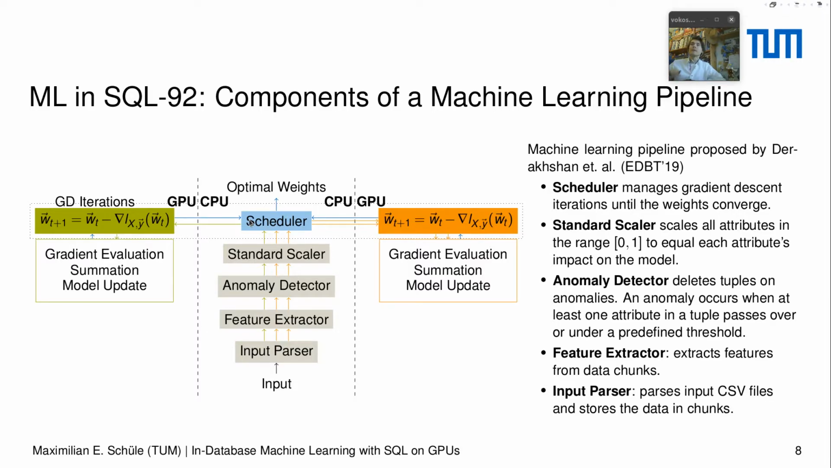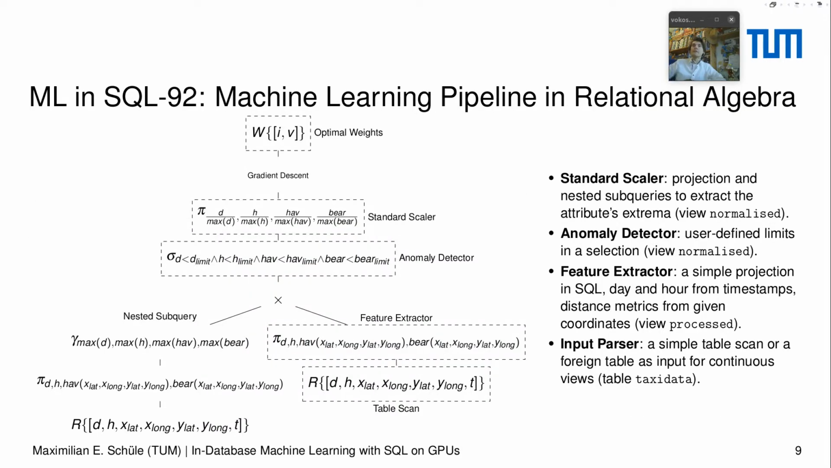And I say that these components can be done in SQL. For example, in relational form, the input parser is just a simple table scan operator. Or if you want to do continuous machine learning, we can use our recently introduced continuous views. Then the feature extractor means a simple projection to the attributes we are interested in. And other things like the distance matrix can be calculated using arithmetic operations. Afterwards, we can filter out anomalies using a projection. And then the standard scaler can also be done using a projection with nested queries to extract the extrema.